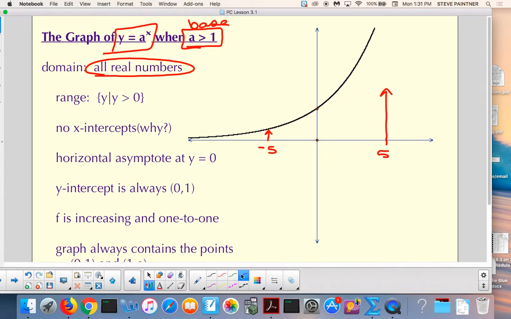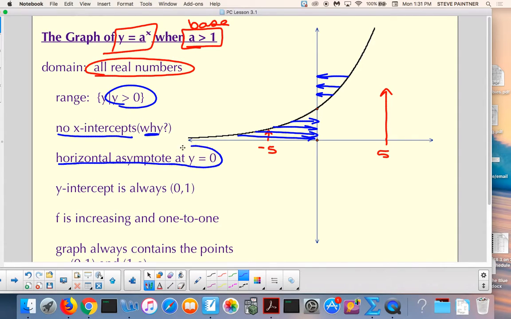Okay, what about the range? The y values that came out of this thing are going to be what? Greater than 0. How come? Well, look. All these points, they all go with what kind of y's? Positive. Greater than 0. So this is the domain. This is the range. How come? Because there's a horizontal asymptote at y equals 0.